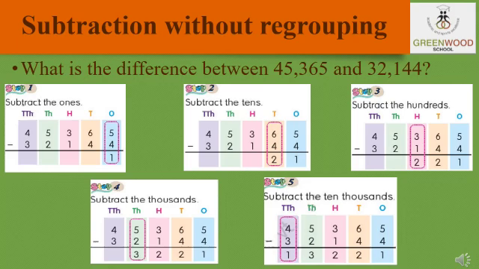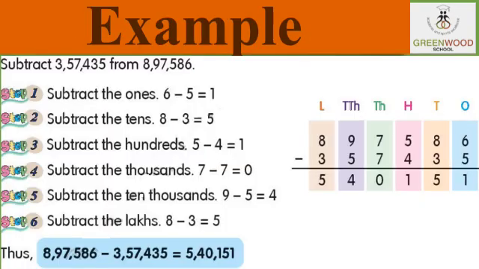And the last, step 5, subtract the 10,000s. 4 minus 3 is equal to 1. So our answer is 13,221. Let's see another example. Subtract 3,57,435 from 8,97,586. Step 1, subtract the ones.